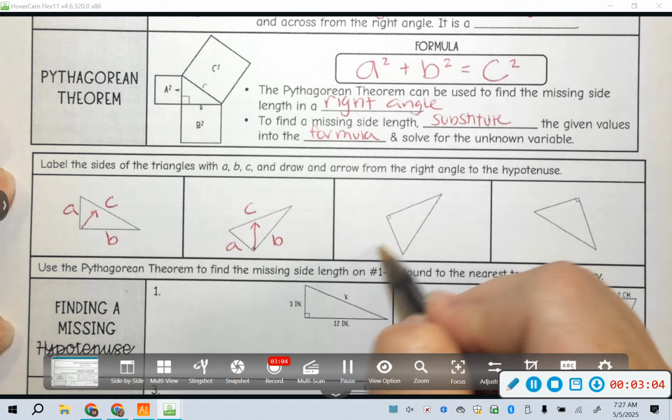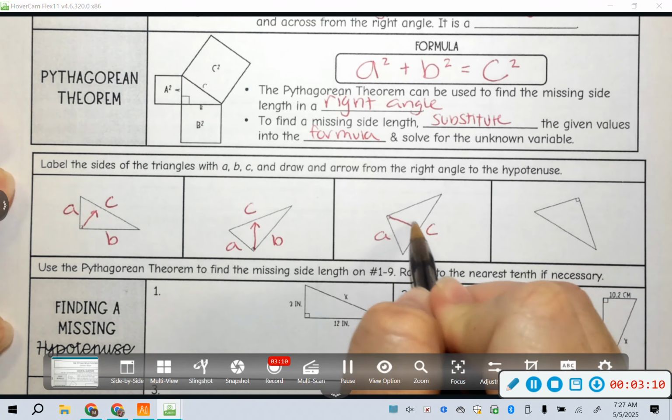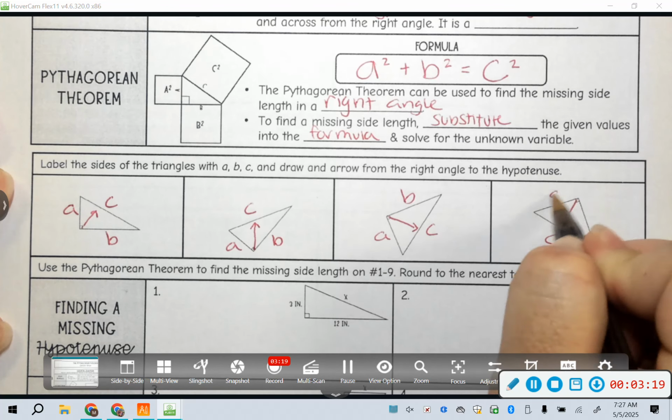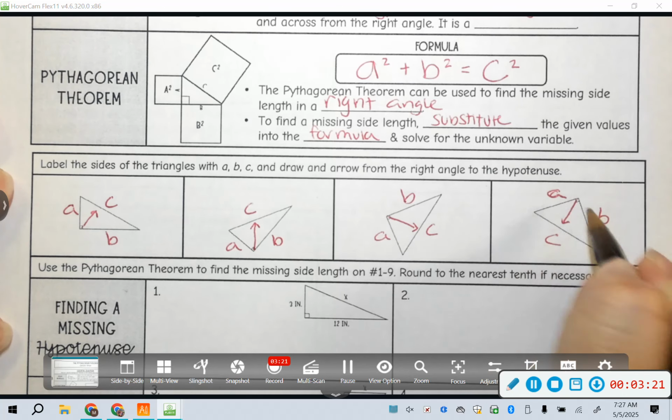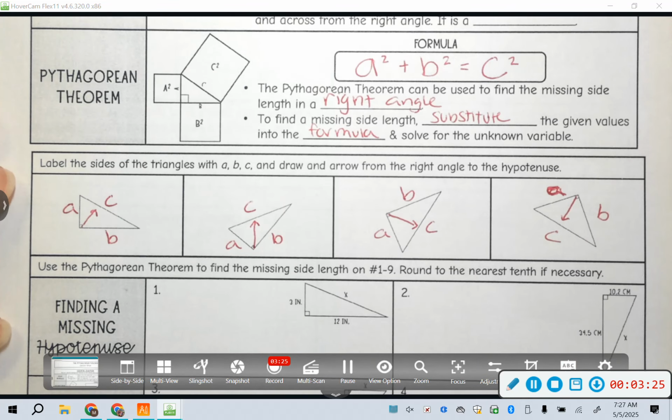So what would we call this one? A. This one? C, because it's across from my right angle. This one? B. What side is this? C. And then we can say A and B. That's an A, I promise. Everybody okay so far?